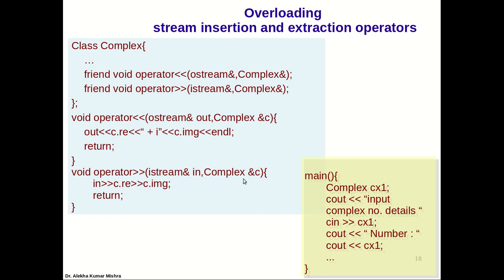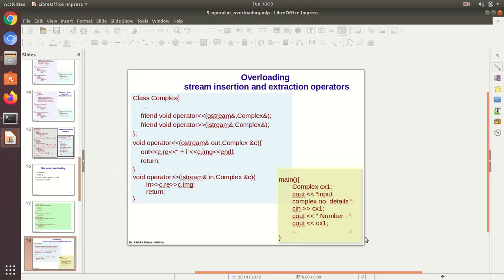Here c needs to be updated, because the c object which is passed here and which will be returned will have different values. Once the input is taken, c will contain some value. So we pass it as a reference so that any change to c is reflected in the calling function. That's the idea. I think there is an example for this.